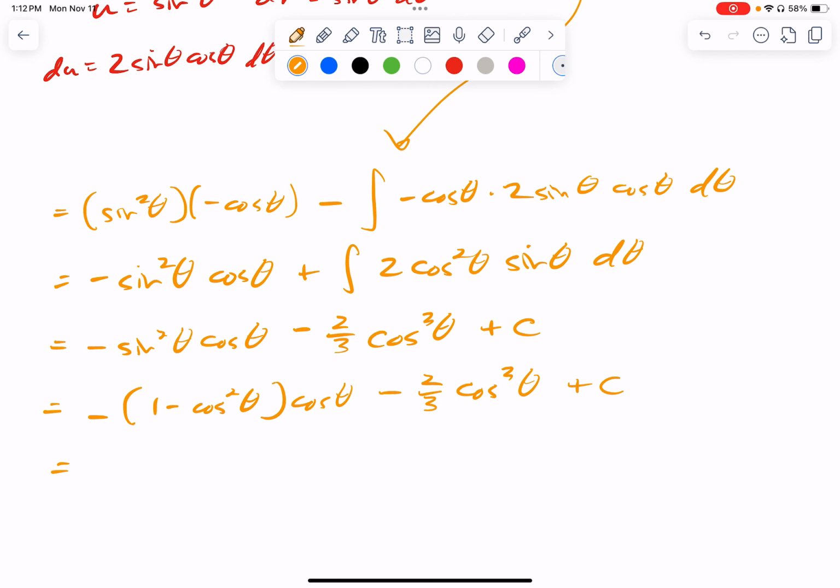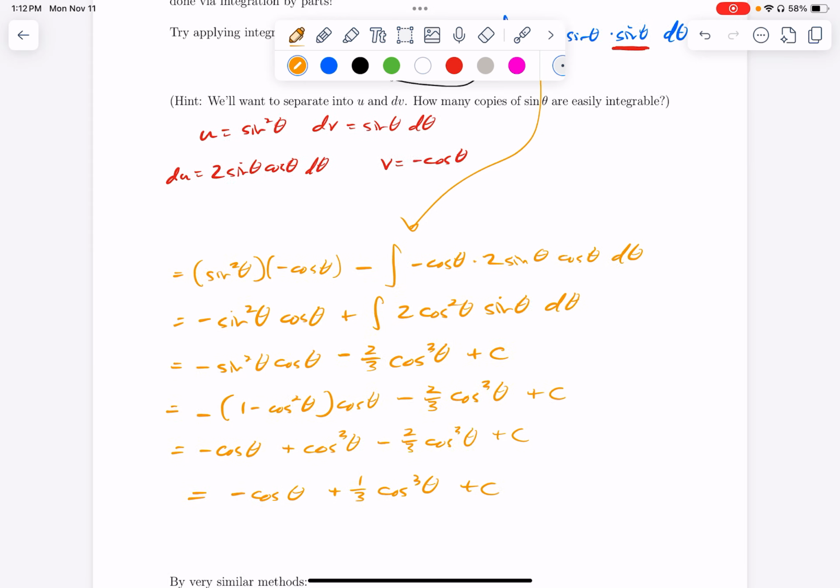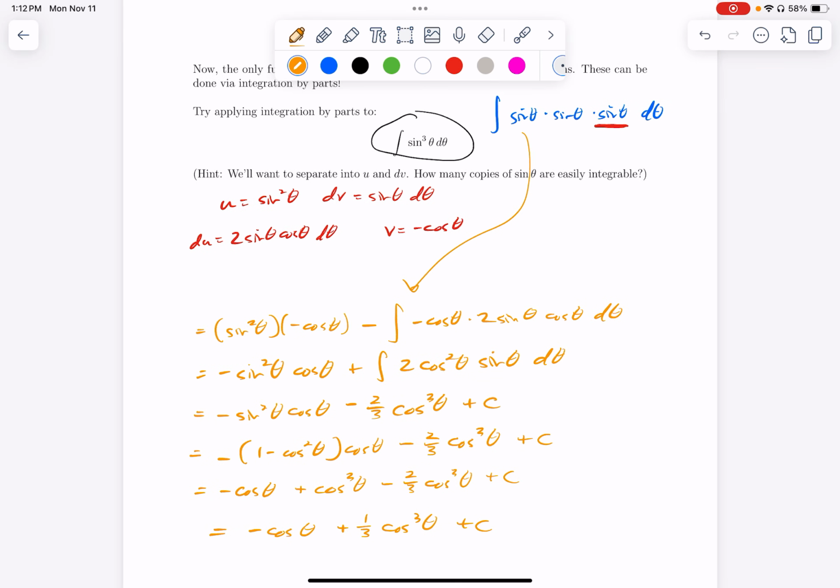When we distribute everything here, we would have negative cosine theta. If we distribute again, we would have plus cosine cubed theta minus 2/3 cosine cubed theta plus c. So one version of this would be negative cosine theta plus 1/3 cosine cubed theta plus c. And again, that was our antiderivative for sine cubed. You do not have to memorize this. I want you to appreciate that we can get it just by integration by parts and things we already know.